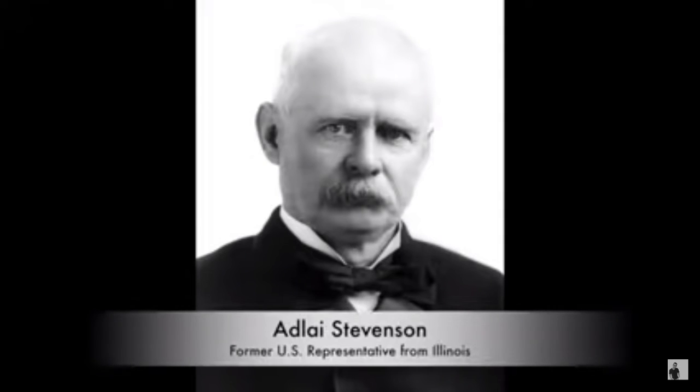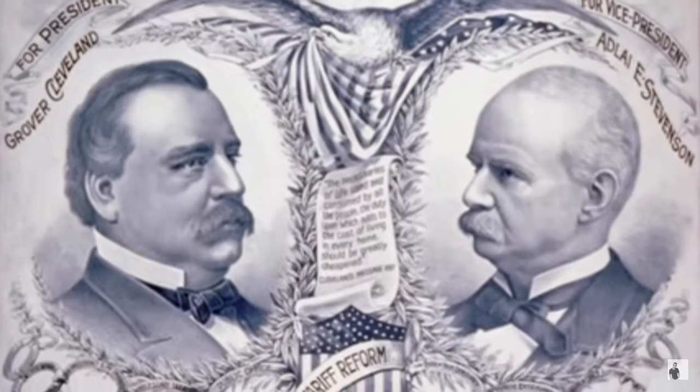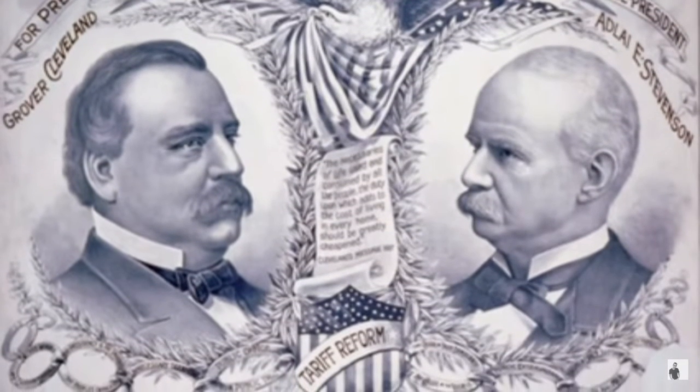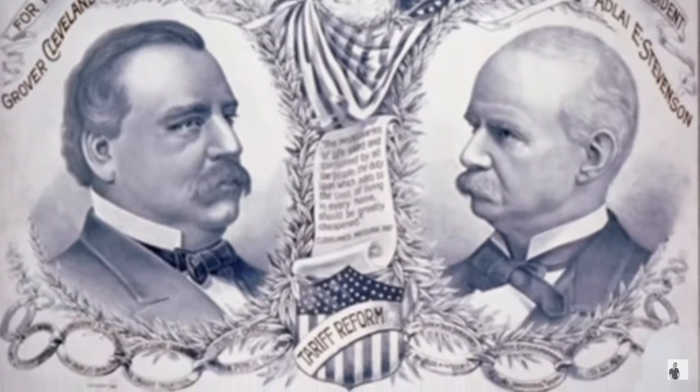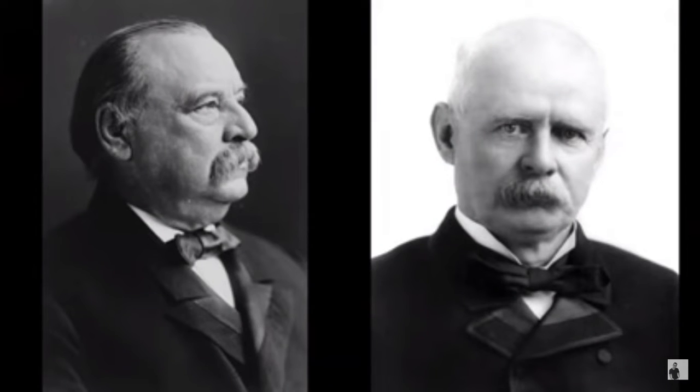The Democrats nominated Adlai Stevenson, a former U.S. representative from Illinois, for vice president. Stevenson was an interesting choice because he favored greenbacks and free silver to inflate the currency, while Cleveland was a gold standard guy who didn't like just printing money. Cleveland was cool with Stevenson being on the ticket, though, as it provided some balance.